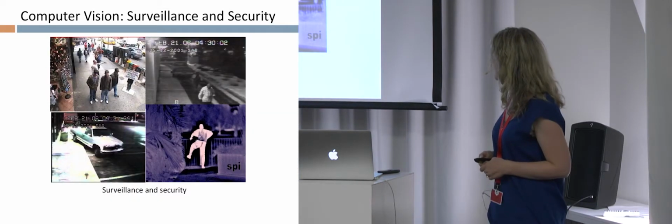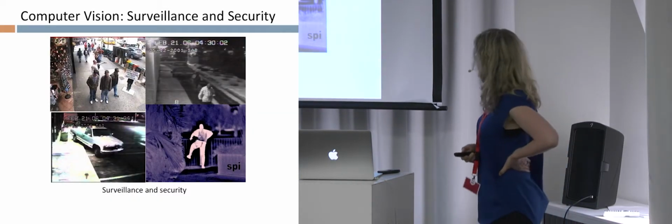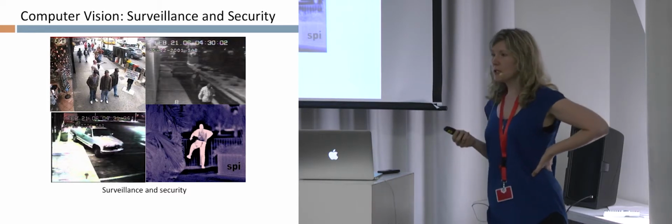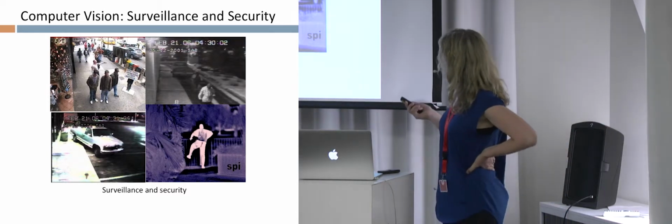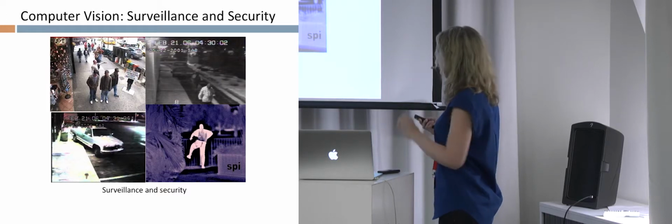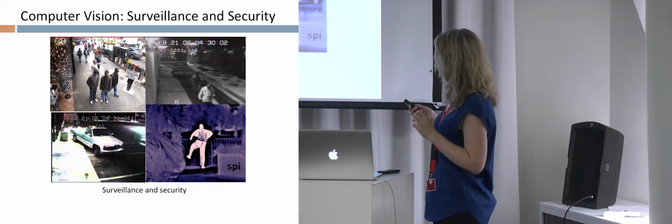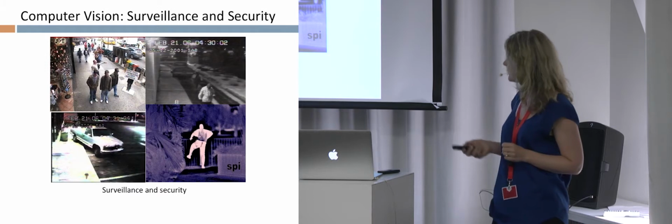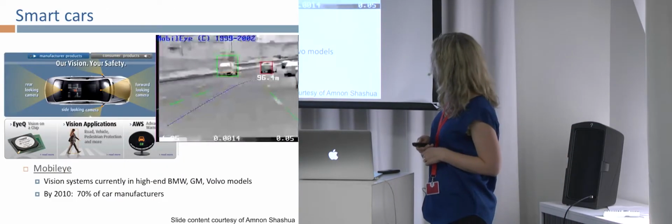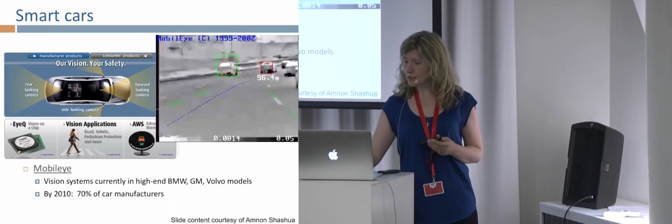So what are some common applications of computer vision? Well, security is one application. We might want to have computer vision running in a video camera that's doing surveillance and catching bad guys. Smart cars is another potential application.